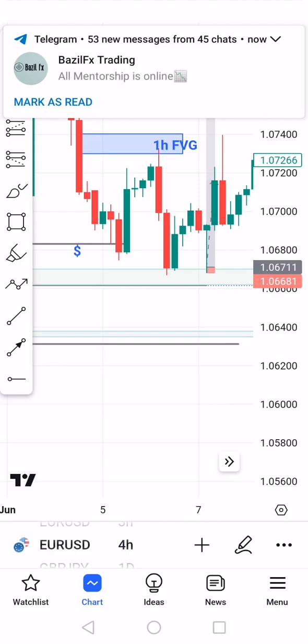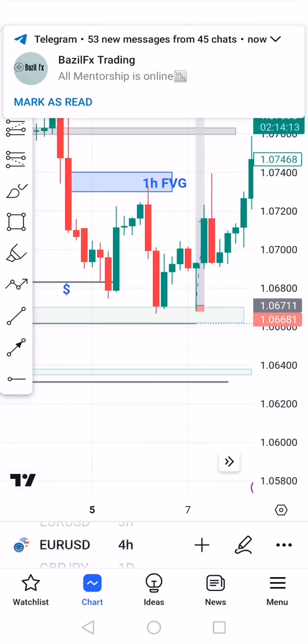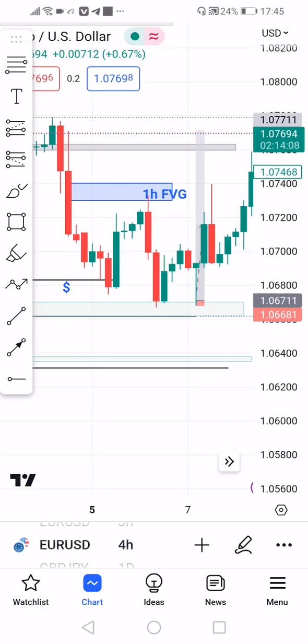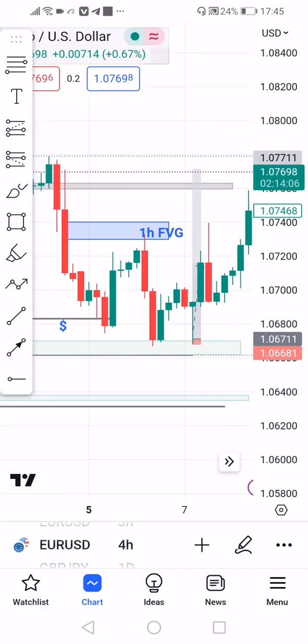I marked this zone too to see how price would react here. Price reacted here at this zone. I hope you can see the zone I had marked here.